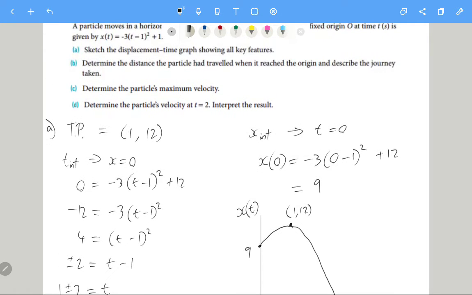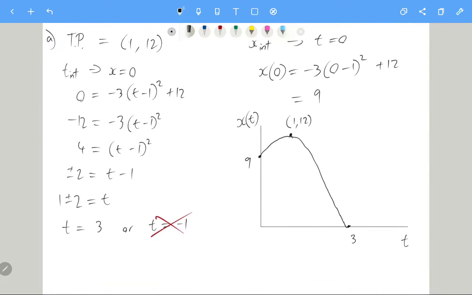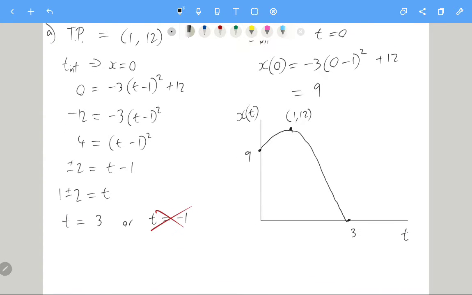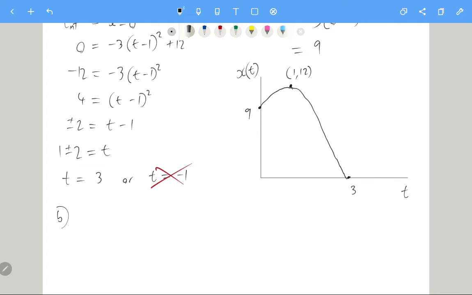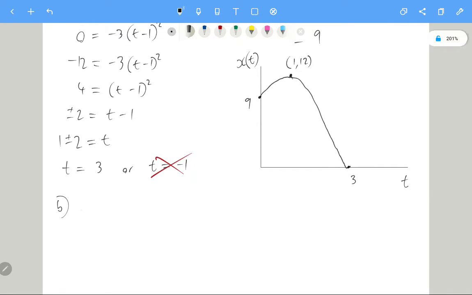Alrighty, let's have a look at B. Determine the distance the particle has travelled when it had reached the origin and describe the journey taken. Alrighty, so first of all, it went 3 meters up and then it went 12 meters down. So it went 3 meters up, 12 meters down, so a total of 15 meters, so it travelled 3 up and 12 down.